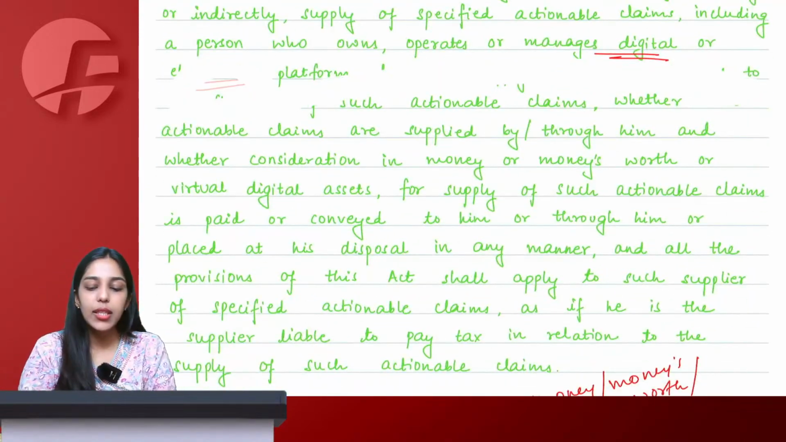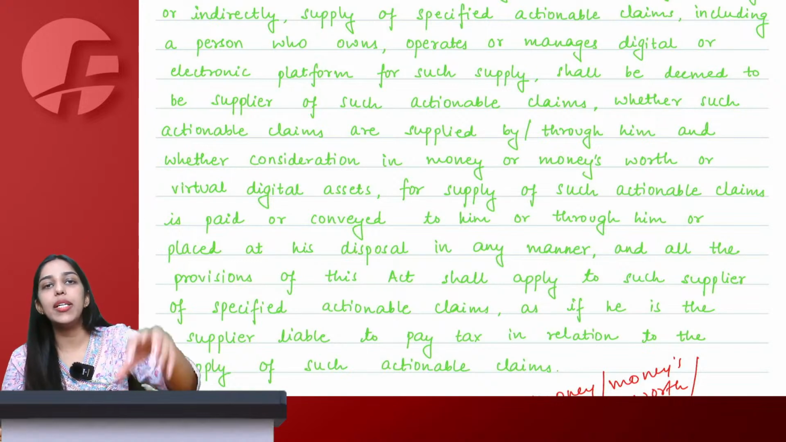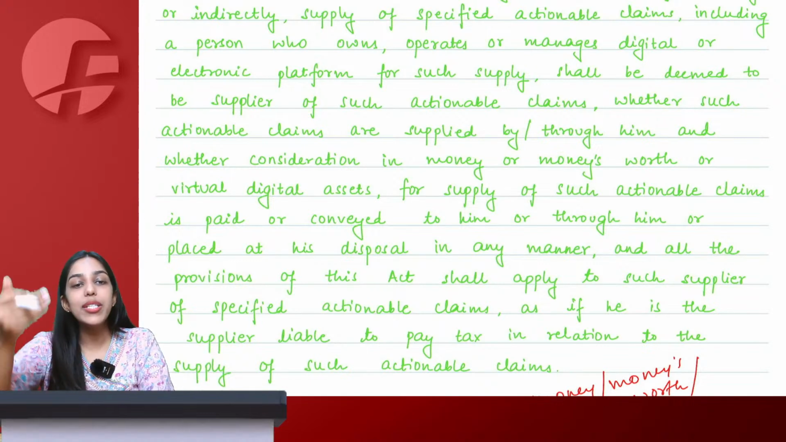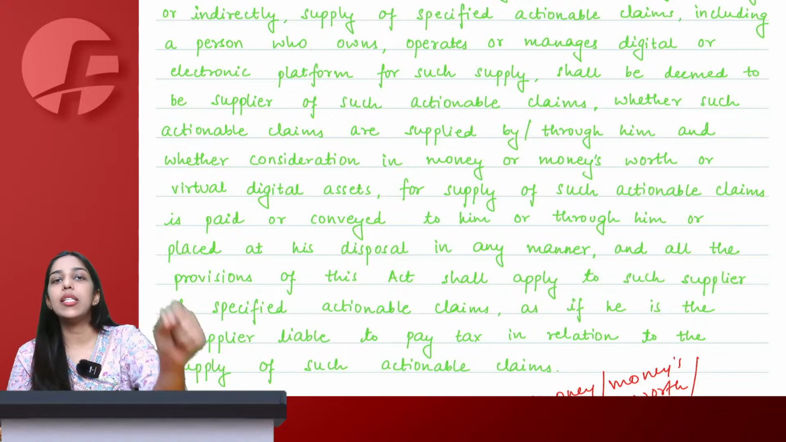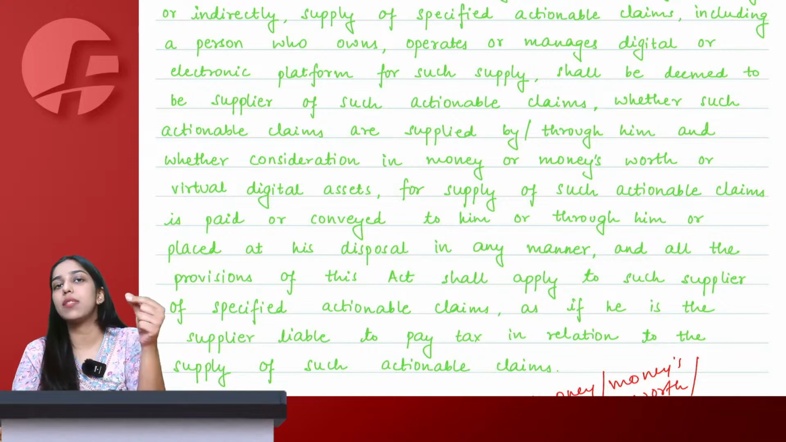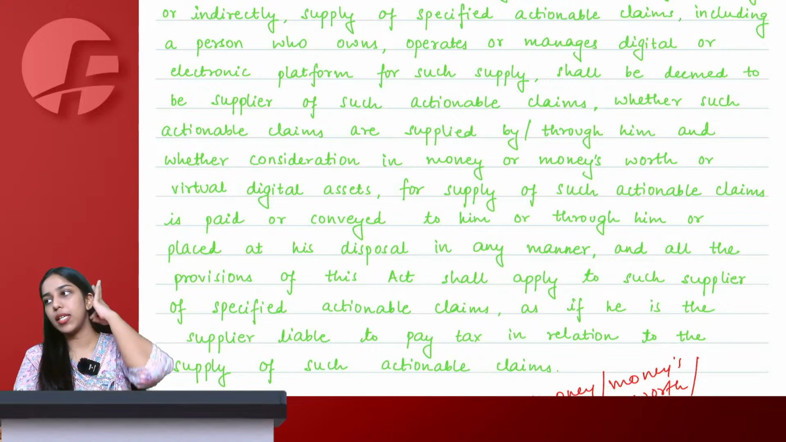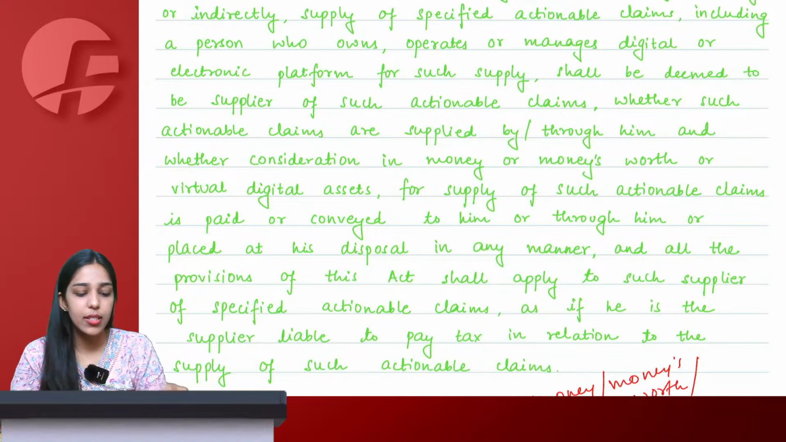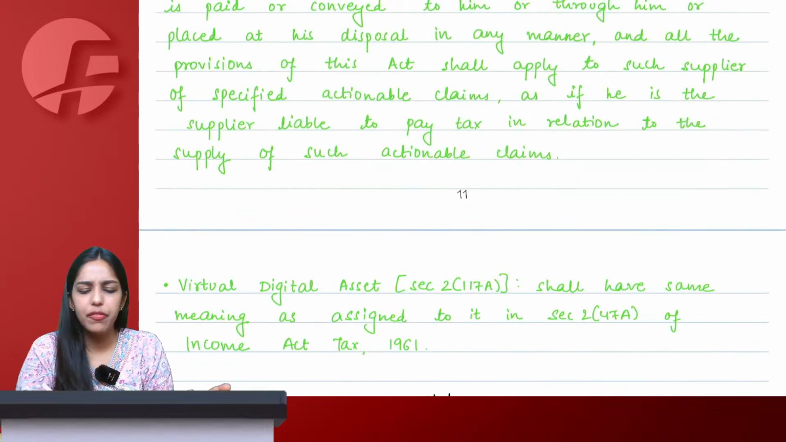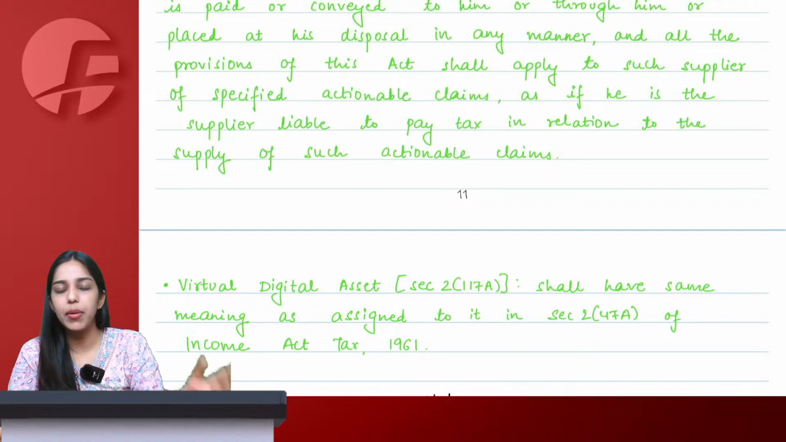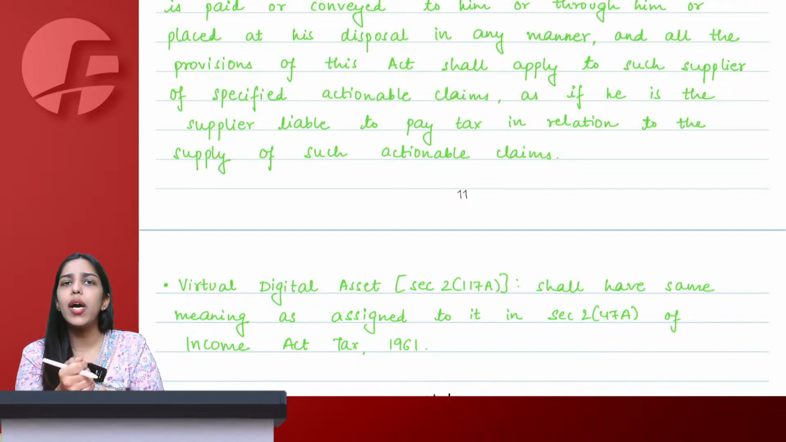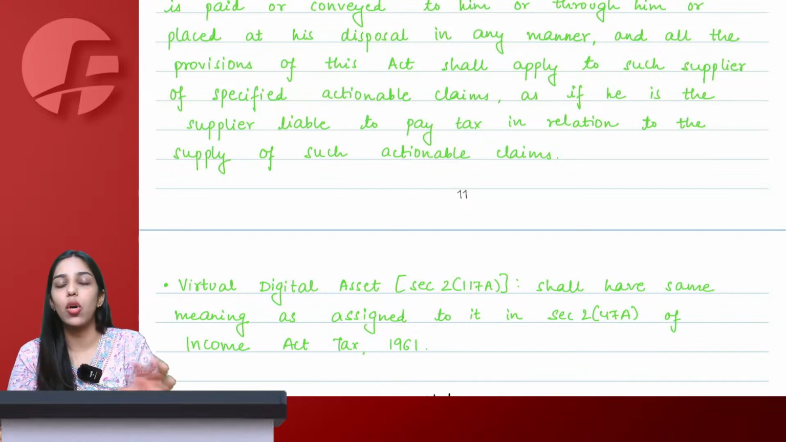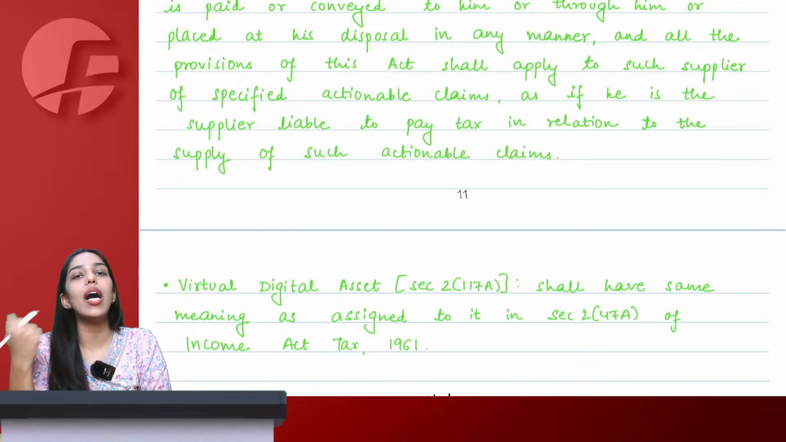Then we say that this person who is owning, operating or managing the platform, who is taking this money's worth or VDA from you, will only be considered as the supplier of these specified actionable claims. What I am saying is, see, no need to remember the definition of business or supplier or recipient. The only need is to remember the definition of goods or services. If you are clear with the definition of goods, services, related person and distinct person, that is all. Rest all definitions are for your understanding.